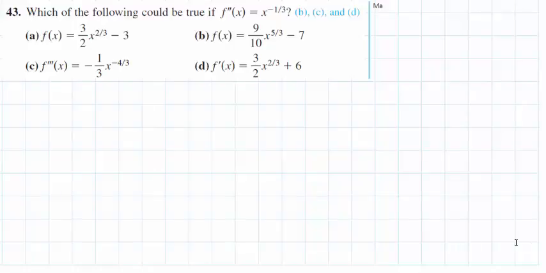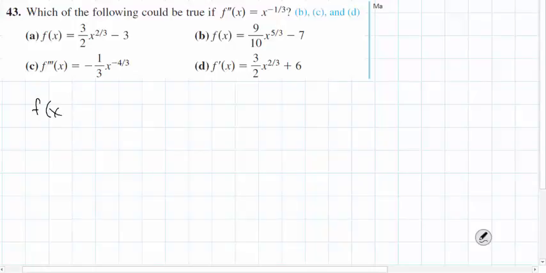So here's problem number 43 from section 3.7. It asks the question, which of these could be true if f double prime is this particular value? Now the way I would like to attack this is, first of all, for things that have a lower number of derivatives, lower than double prime, I'm going to simply take the derivative of that starting point and see when I take the derivative of f, do I end up at this particular spot?